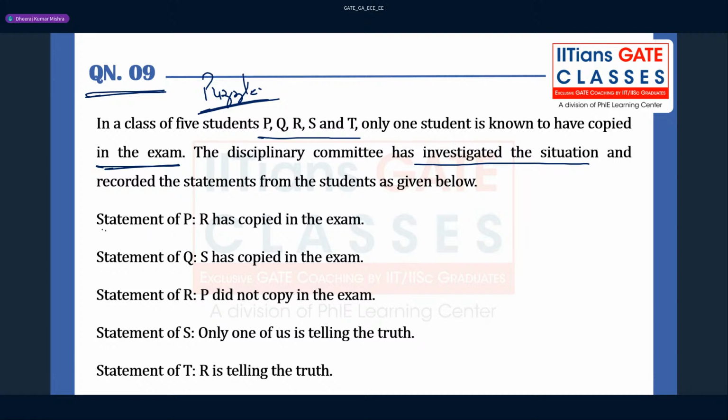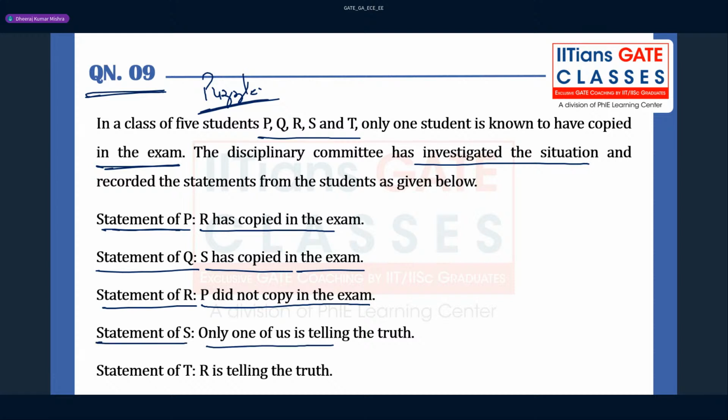So some statements they have recorded. They asked P, right? So what was the statement of P? P said that R has copied in the exam. It means R has copied in the exam, right? And Q said that S has copied in the exam. The statement of R said P did not copy in the exam. Okay, that is very important to keep in mind. The statement of S said only one of us is telling the truth.